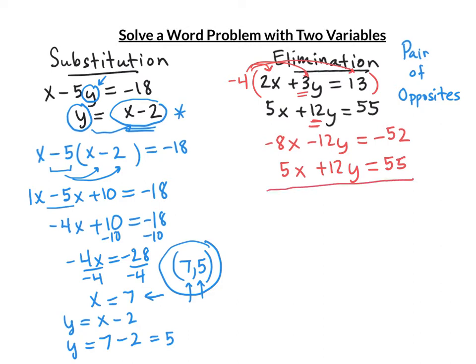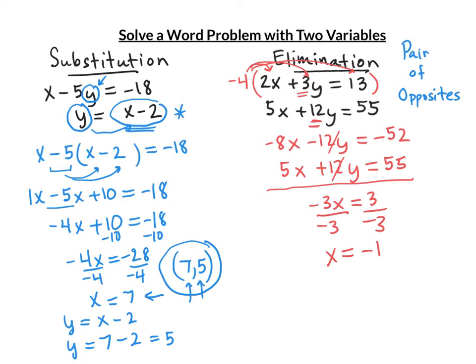Now when I add, the y's are going to drop out. Negative 12 plus 12 is 0. Negative 8 plus 5 is negative 3x. Negative 52 plus 55 is 3. Divide both sides by negative 3, and we see that x is negative 1.